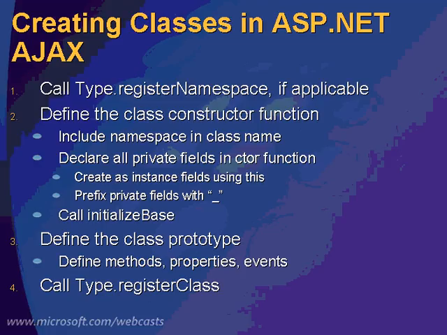So how do we create these classes in ASP.NET Ajax? It's pretty simple. First thing you do is you call register namespace if applicable. So if you want your class underneath a namespace, you call Type.registerNamespace. We saw that before. The second thing we do is we define the class constructor function. And so you include the namespace in the class name. So when you're creating the constructor function, you use the fully qualified class name. You declare all your private fields in the constructor function. The nomenclature, our use pattern, is you prefix private fields with an underscore.